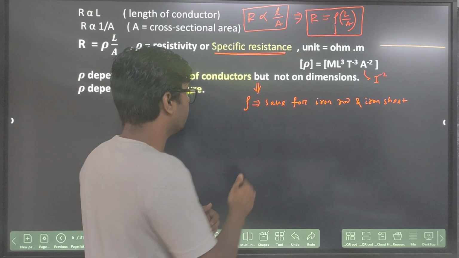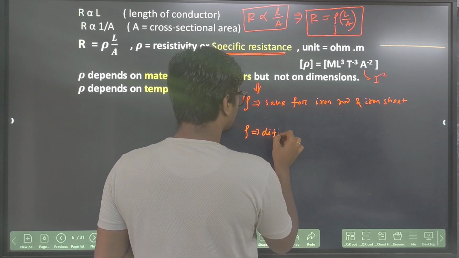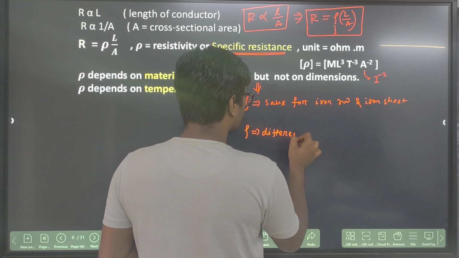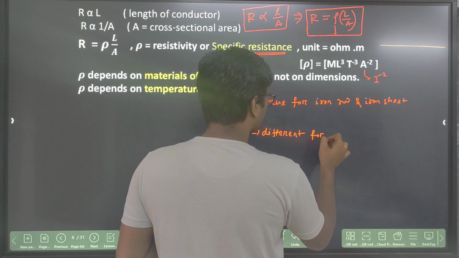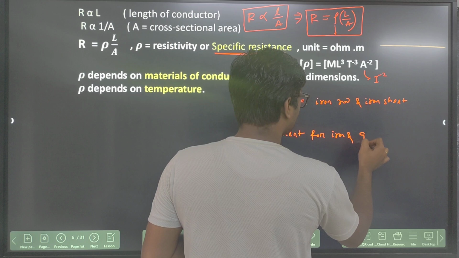If you take another material, the resistivity will be different for iron and, let's say, gold.